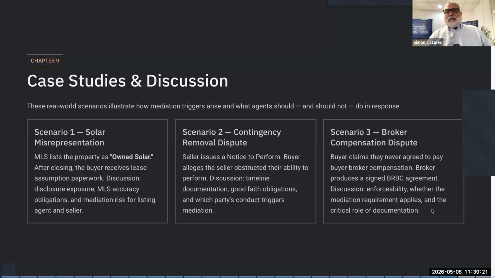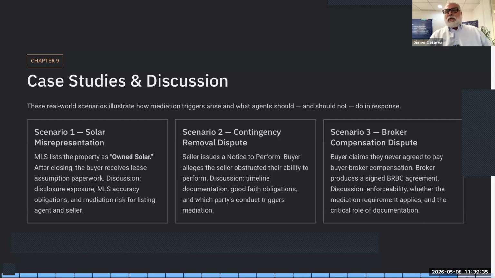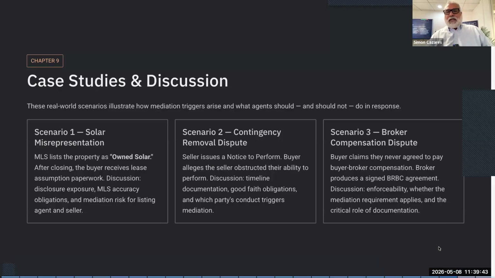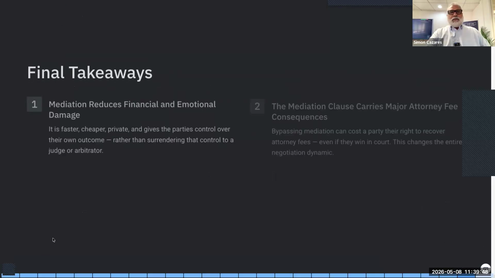And then the last, compensation. Buyer claims they never agreed to pay the buyer broker compensation. Broker produced a signed BRBC agreement. Is it enforceable, does the mediation requirement apply, and the critical role of documentation. Again, as I told you earlier on the scenario, it's vital and important that you document everything.